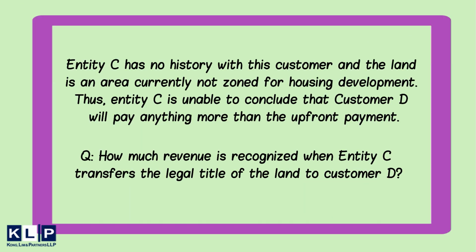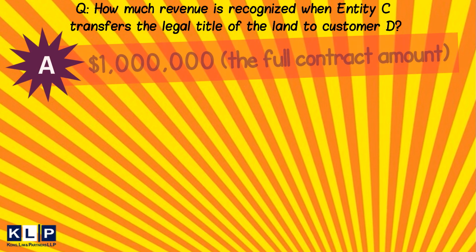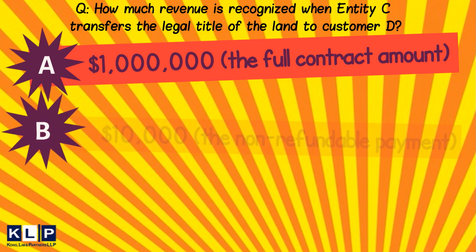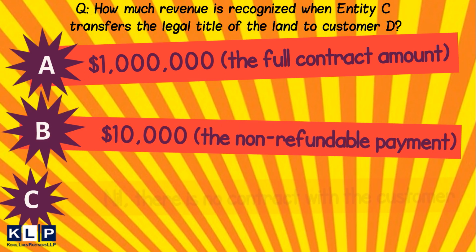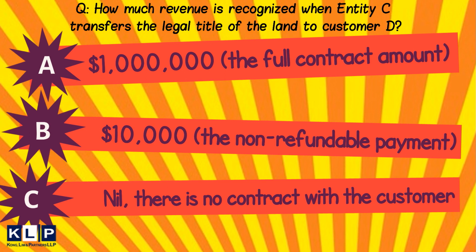Entity C has no history with this customer and the land is an area currently not zoned for housing development. Thus, Entity C is unable to conclude that customer D will pay anything more than the upfront payment. Now, the question is, how much revenue is recognized when Entity C transfers the legal title of the land to customer D? A. $1 million, B. $10,000, or C. There is no contract with the customer.